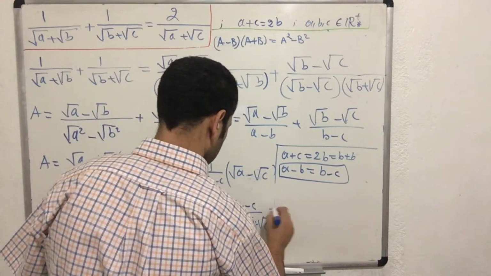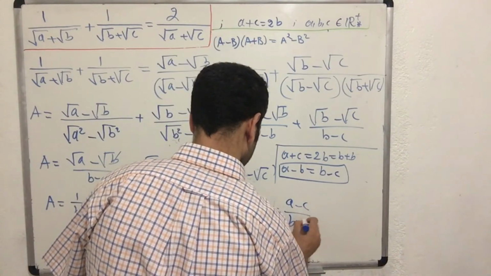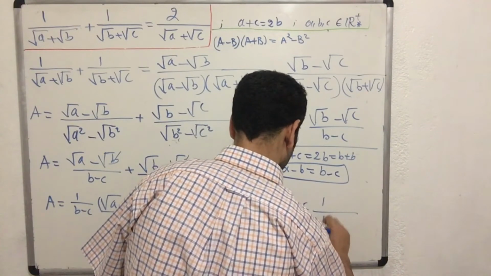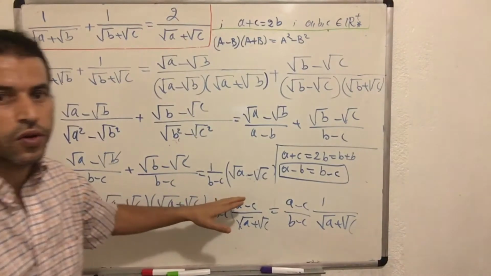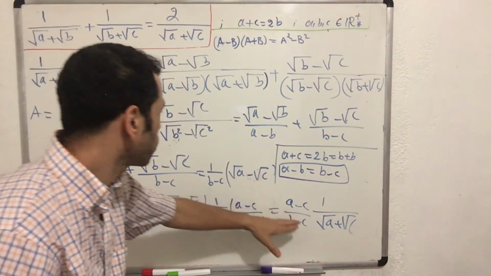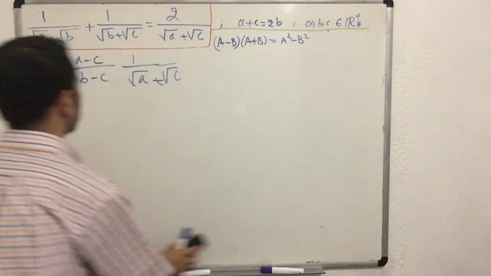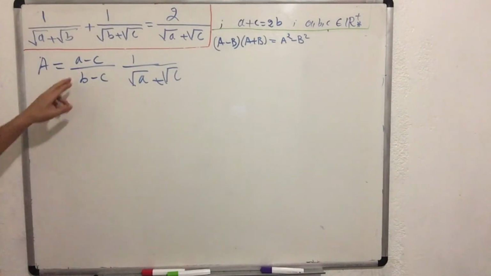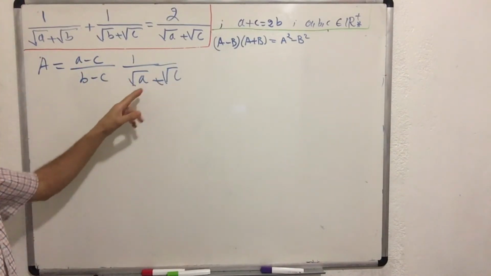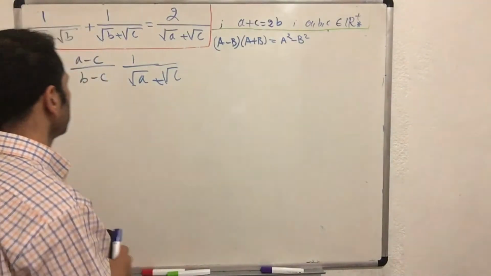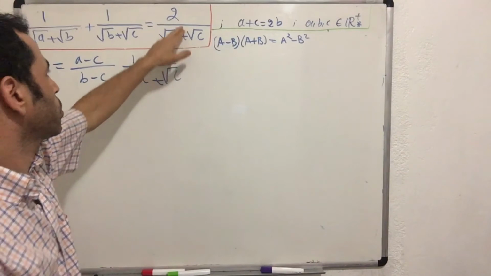Okay, this is equal to a minus c over b minus c, times 1 over square root of a plus square root of c. I'm running out of room, so I'm cleaning the board and bringing this one to the top. Let's continue. We have A equal a minus c over b minus c multiplied by 1 over square root of a plus square root of c. As you see here, you almost get to your result.